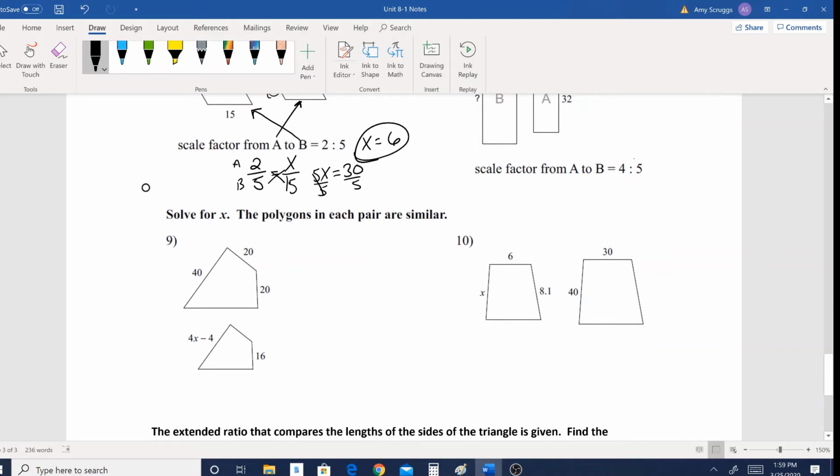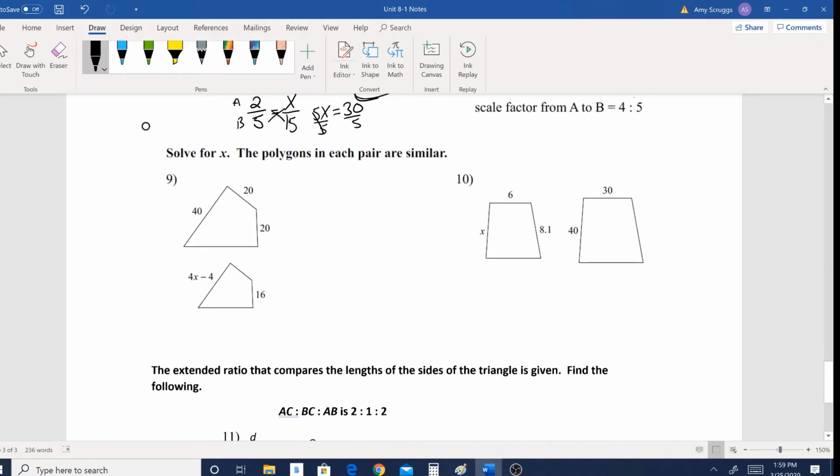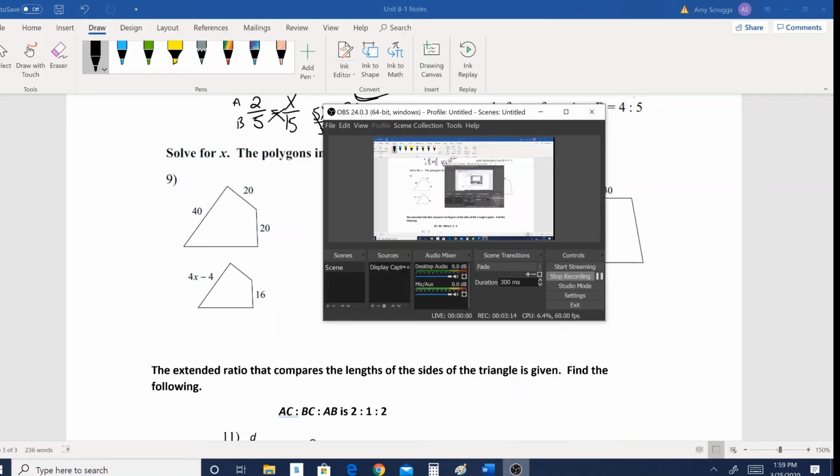Let's go ahead and go down here, and there's one in number 9 here that I want to look at, that you actually have to set up and solve for x. So, let me check out the time one more time.